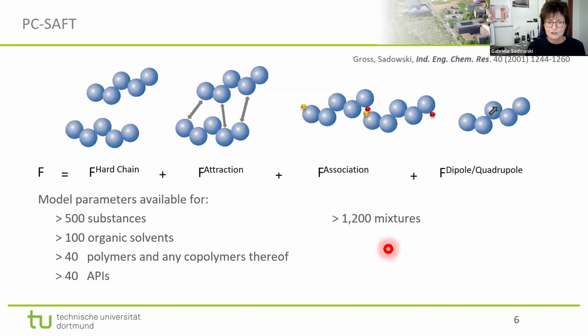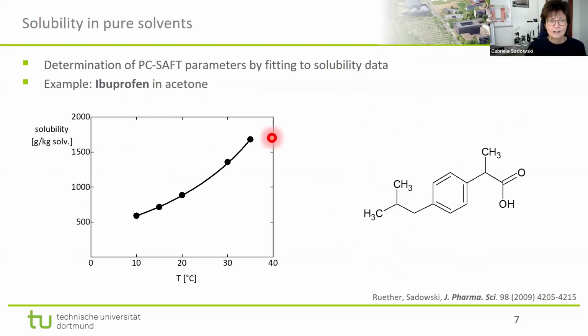So the nice thing is once we have those parameters in our database, we can then go on and calculate, for example, activity coefficients and solubilities. And this is what I want to show you. I will now show you the outcome of those type of modeling. We start with a solubility of a compound in a pure solvent. So this is the easiest thing to do. You see an example here.